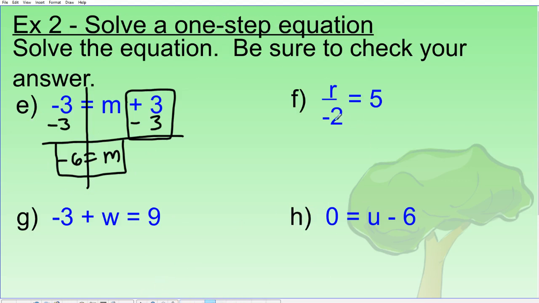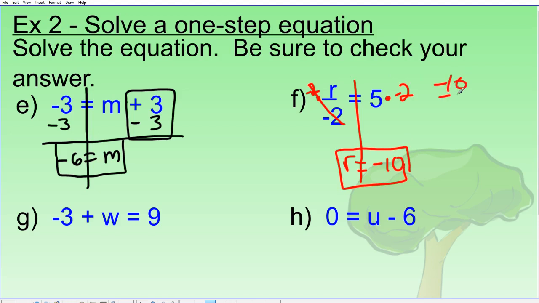Letter F. My variable is being divided by -2. So the opposite of dividing by -2 is to multiply both sides by -2. These -2's cancel, giving me 1r. There's 1r here. 5 times -2 is -10. Done. And I can double check very quickly in my head. -10 divided by -2 equals 5. The answer is yes. Yes, it does. This math checks out.